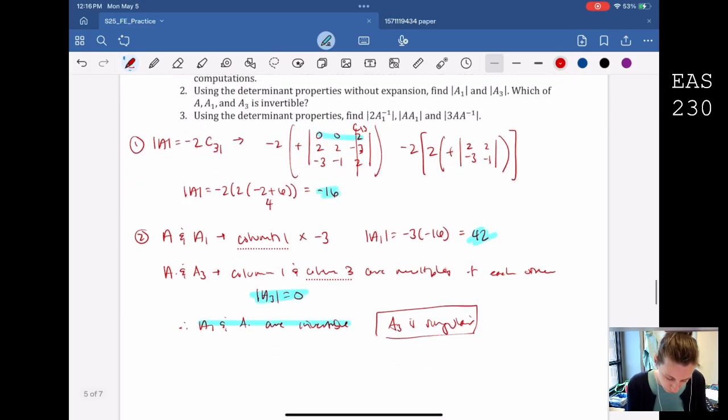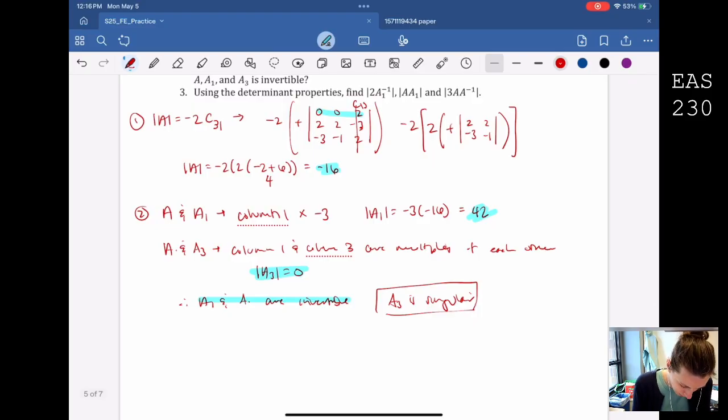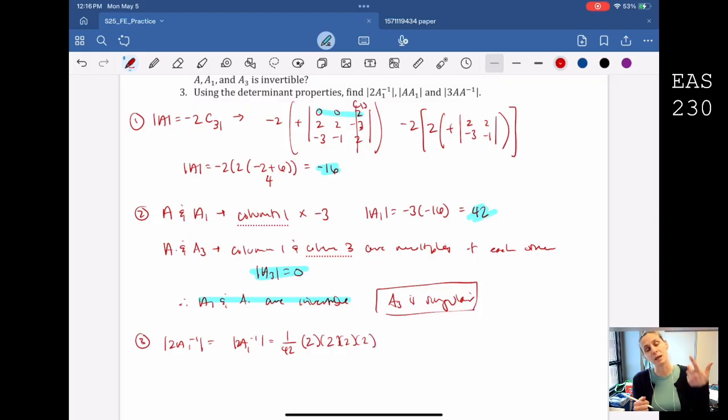Okay, using the determinant properties, find the determinant of 2 times A1 inverse. So the determinant of A1 inverse is going to be 1 over the determinant of A1, so 1 over 42. If I multiply that by 2, then it will be multiplied by 2 four times, because it's for every row or every column. So each column is multiplied by a constant, therefore the determinant is multiplied by that constant for every single column. So that's 2 to the 4th, which is 16 over 42, which would be 8 over 21. I really hope all these answers are right.